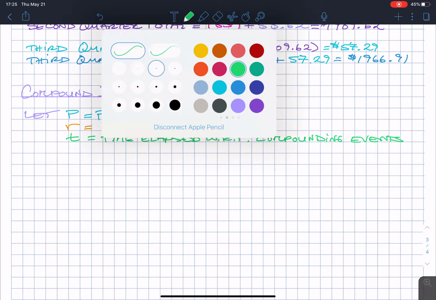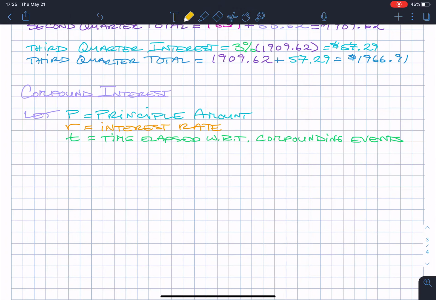And now let's have little n, I'll do that in yellow, be the number of times the interest is compounded.